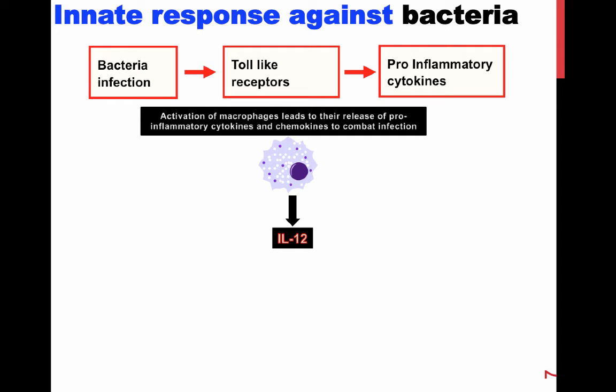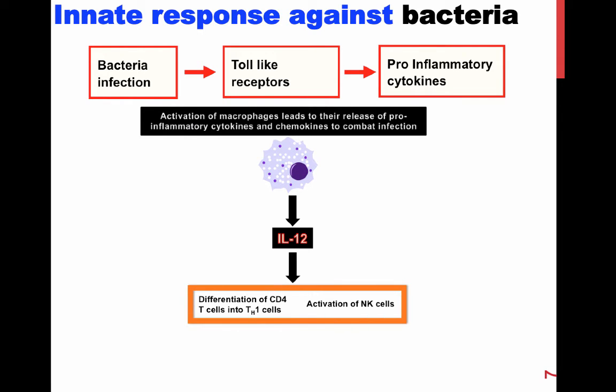Interleukin-12 is essential for the differentiation of CD4 T cells into T helper 1 cells, which are involved in inflammation, specifically by activating macrophages for efficient phagocytosis. Also, interleukin-12 participates in the activation of natural killer cells, which are involved in the killing of virally infected cells.